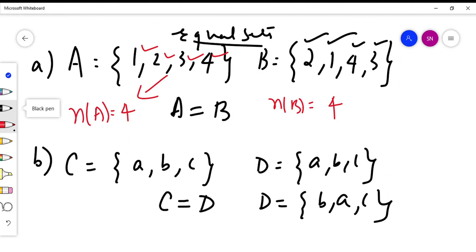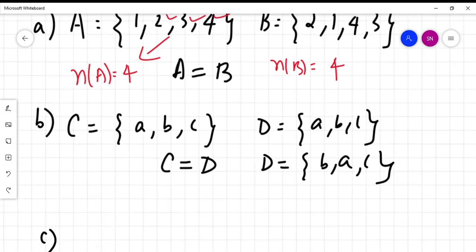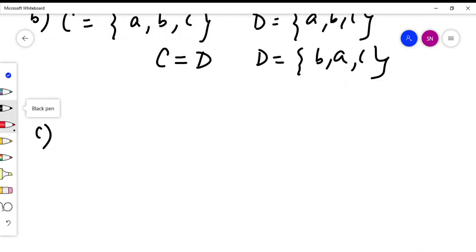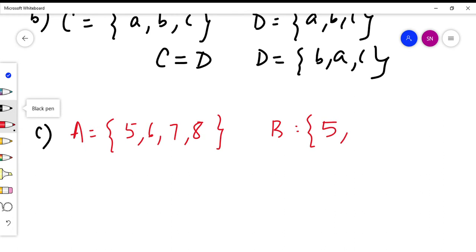So there are certain cases in which the cardinality of two sets would be the same, but the elements are not the same. So in that case, will my sets be equal? I'll give you an example. I'll again consider set A is equal to {5, 6, 7, 8} and set B is equal to {5, 6, 9, 10}. I'm giving you a variety of examples.